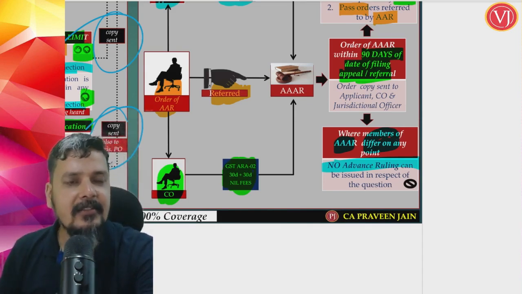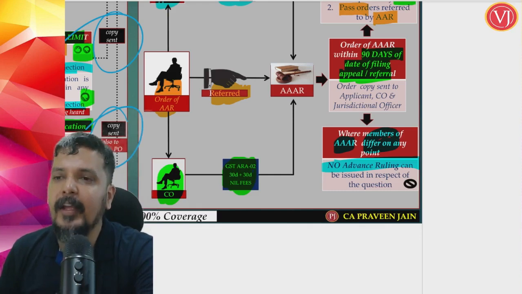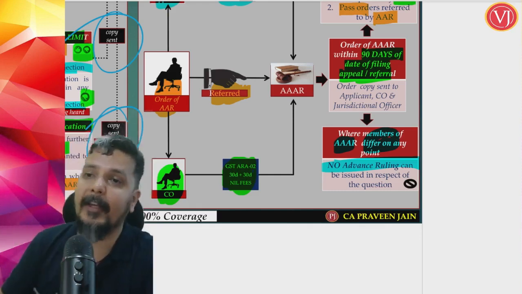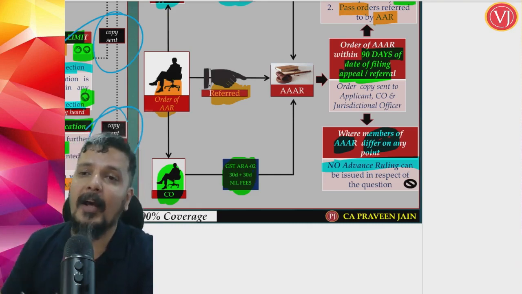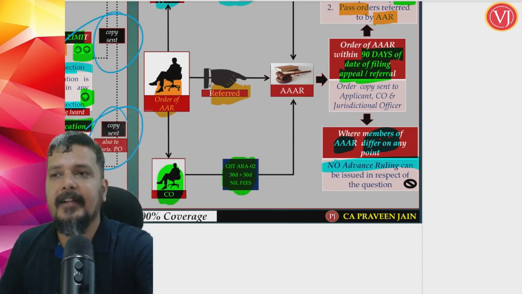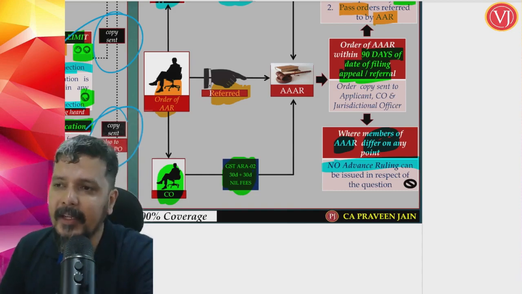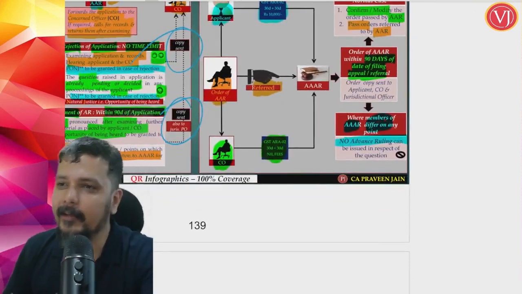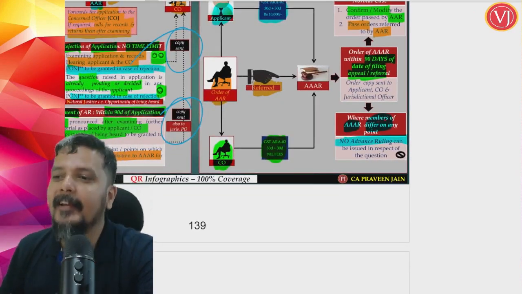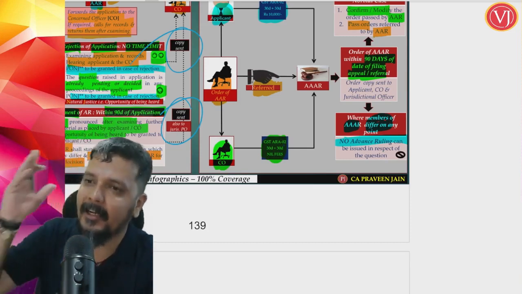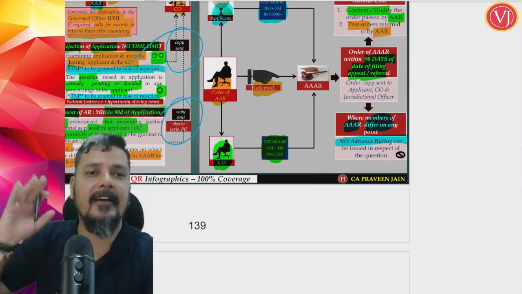So, if the members of AAR differ in opinion, it will be referred to AAAR. But if the members of AAAR are having a difference of opinion, full stop. Advance ruling for this matter cannot be given. It means the assessee has to fight his own battle. He has to wait for the notice, get an order, challenge it in appeals, take the matter to the Supreme Court if required, and finally get finality from the Supreme Court.